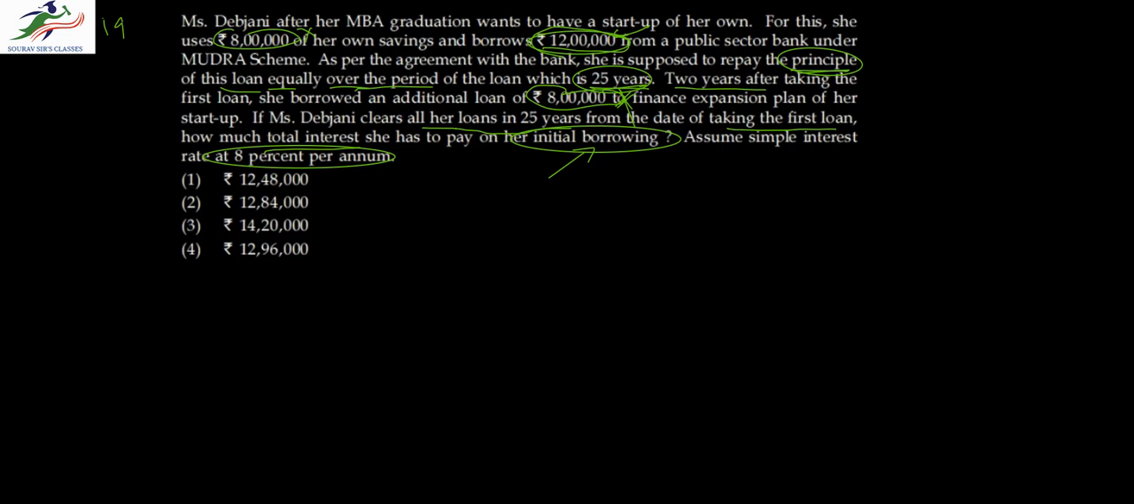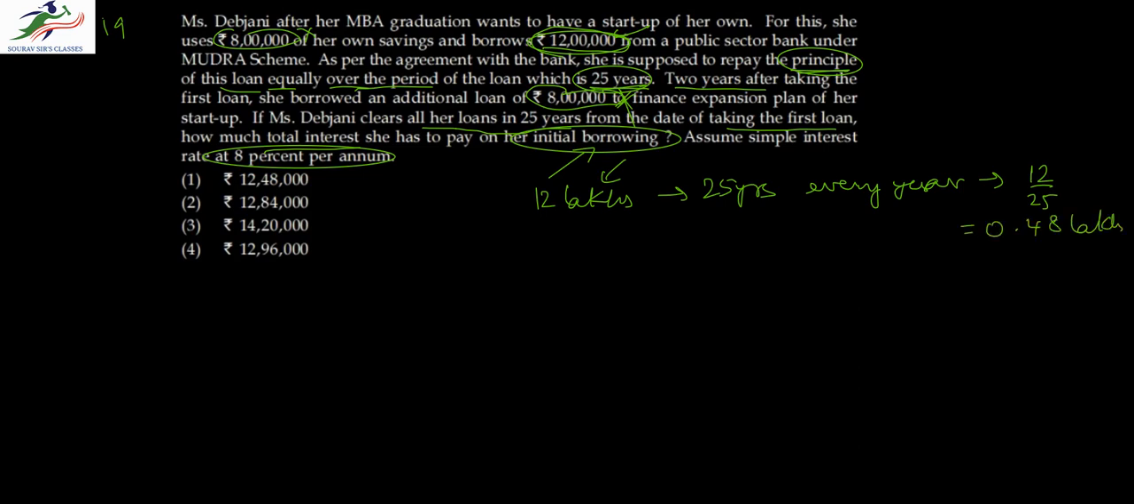So she is taking a loan of 12 lakhs, and she is repaying this principal amount equally over 25 years. Therefore, every year she will repay 12 by 25 lakhs, which is equal to 0.48 lakhs. Every year she will repay 0.48 lakhs of the principal amount plus the interest.